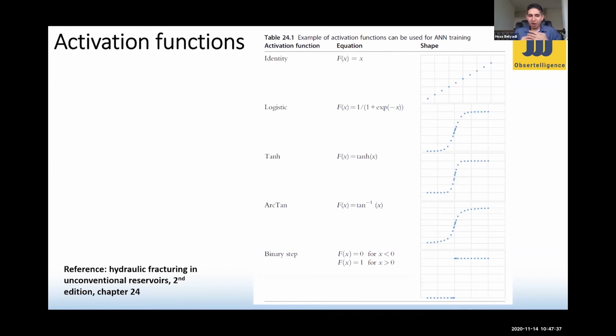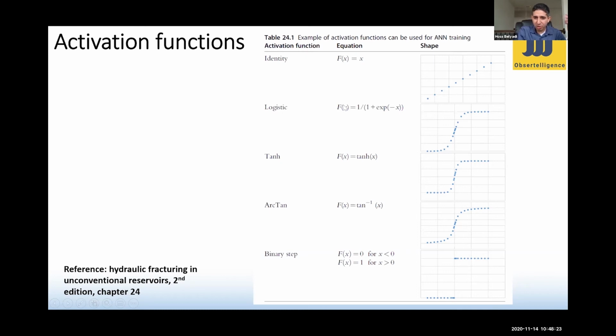So we talked about activation functions. There are different types, and these are some of the most commonly used ones. You have the identity activation function, which is simply f of x equals x. You have your logistic activation function, which we just covered in the previous example. It's f of x equals 1 divided by 1 plus exponential of negative x. It's a pretty well-known activation function that a lot of problems use.